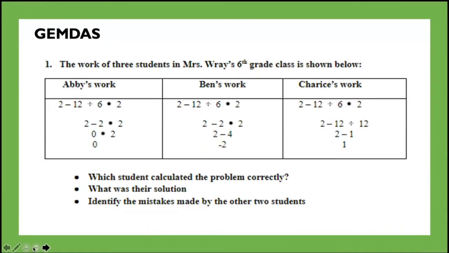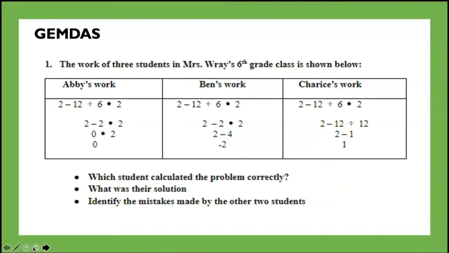So we have gymnasts. The work of 3 students in Mrs. Ray's 6th grade class is shown below. So we have Abby's work, Ben's work, Sharice's work. So again, we want to make sure this is all written out for us. So all we have to do is follow the work of each of these students to determine whether it is correct or not. So 2 minus 12, I apologize, 12 minus 12 divided by 6 times 2.